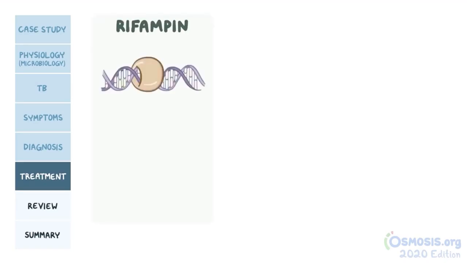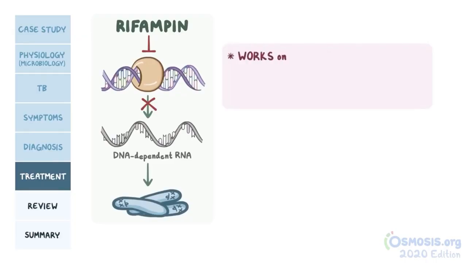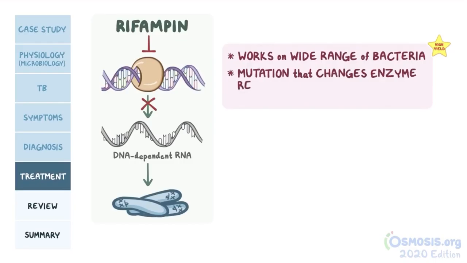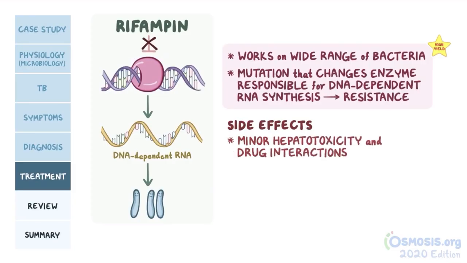First, rifampin works by blocking the bacteria from synthesizing DNA-dependent RNA, thereby preventing transcription. With no way of generating mRNA, the bacteria will die. This mechanism allows it to work on a wide range of bacteria, not just TB. The only downside being that if the bacteria develops a mutation that changes the enzyme responsible for DNA-dependent RNA synthesis, it will develop bacterial resistance to rifampin. Some side effects include minor hepatotoxicity and drug interactions, and, something less serious, orange body fluids.